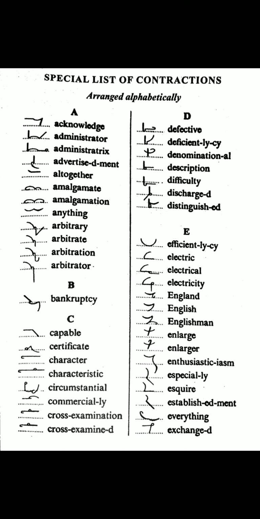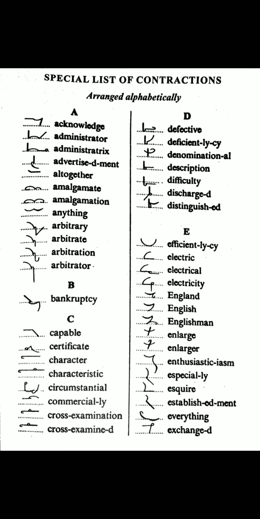S stroke on the line, P stroke for especially. S stroke with K stroke on the line for esquire. S stroke halved above the line with B for establish, established, establishment. Were on the line with NG for everything.